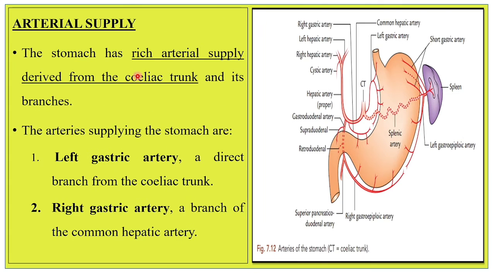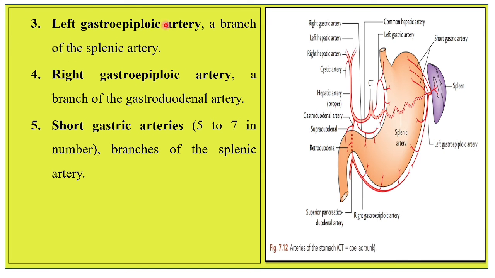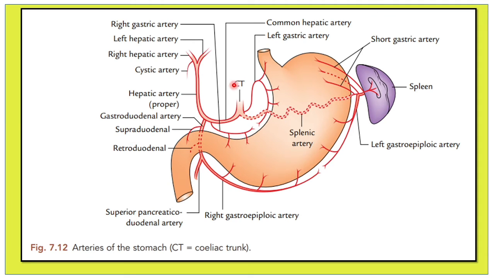So this is the arterial supply of the stomach. It is a rich supply, mainly derived from the celiac trunk, a branch of the abdominal aorta, and includes the left and right gastric arteries, the left and right gastroepiploic arteries, and the short gastric arteries. So it is mainly coming from the main trunk, the celiac trunk, which is a branch of the abdominal aorta.